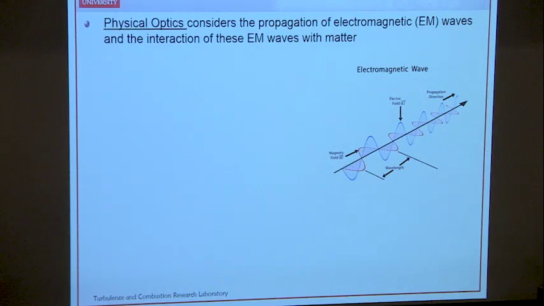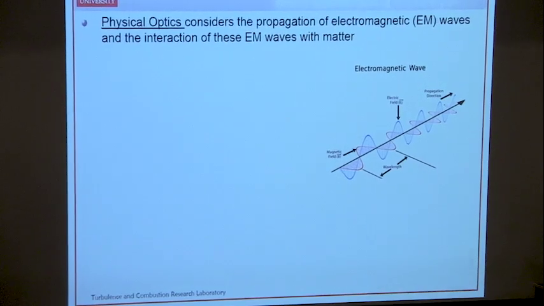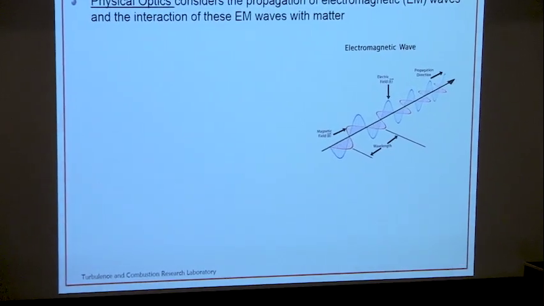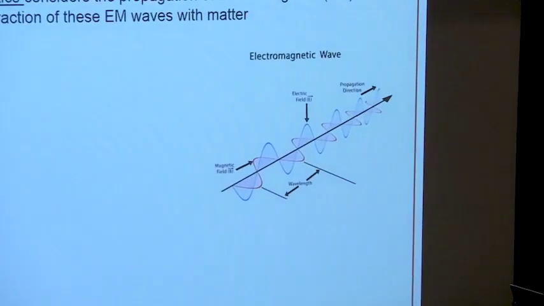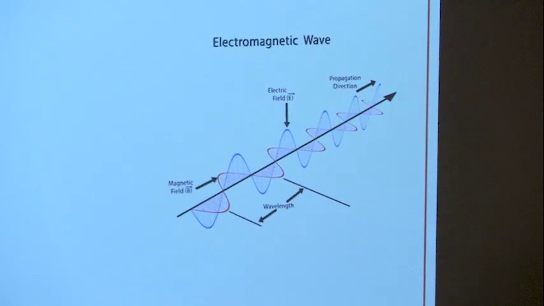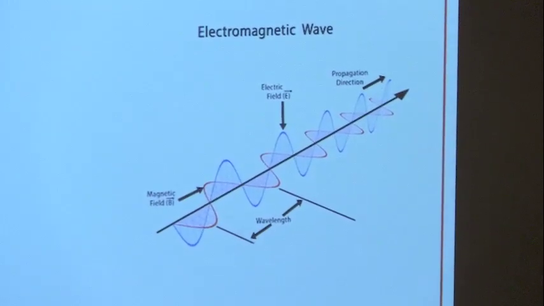Physical optics considers the propagation of electromagnetic waves and the interaction of these EM waves with matter. We can see in this image we have an electric field E here, we have a magnetic field B, and we have a propagation direction. And we'll prove why these things are all orthogonal to one another.